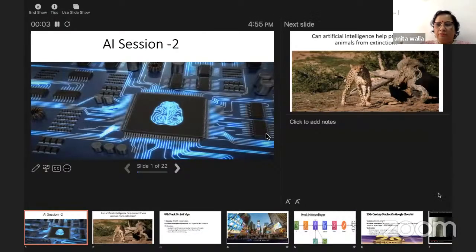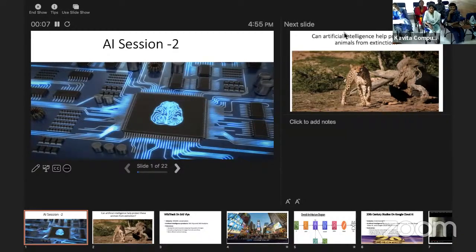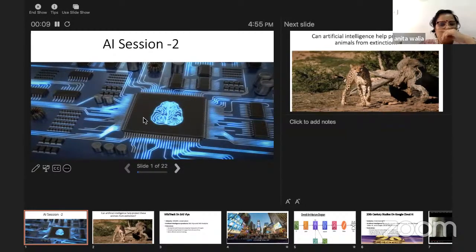So can you all see? Anybody can tell me? Yes, ma'am. Okay. So today, this is the second session for AI, where I will be taking you through certain solutions and certain innovative or inventive ways how AI is used by the industry. And I'll take you to those sites also, and let us see how it is done. And then we'll move to no-code AI.